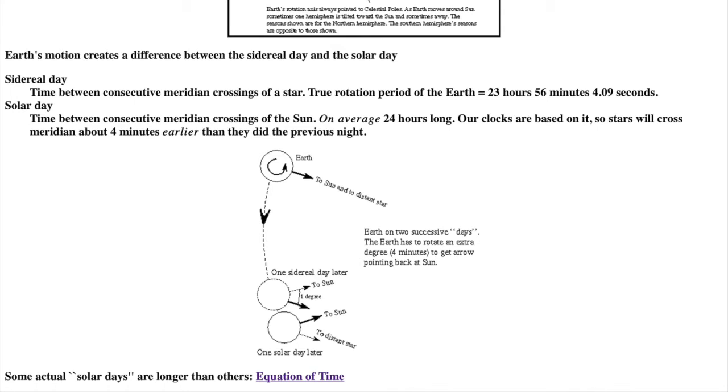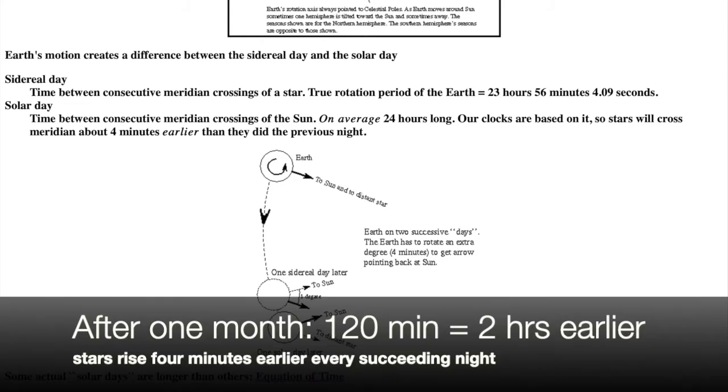Our bodies care about what the sun does in our sky, so our clocks are based on the solar day, not the sidereal day. That means that stars will cross the meridian about 4 minutes earlier than they did the previous night. It also means that a star or constellation will rise 4 minutes earlier on the next night, and 4 minutes per day times 30 days per month equals 120 minutes earlier, 2 hours earlier after 1 month.